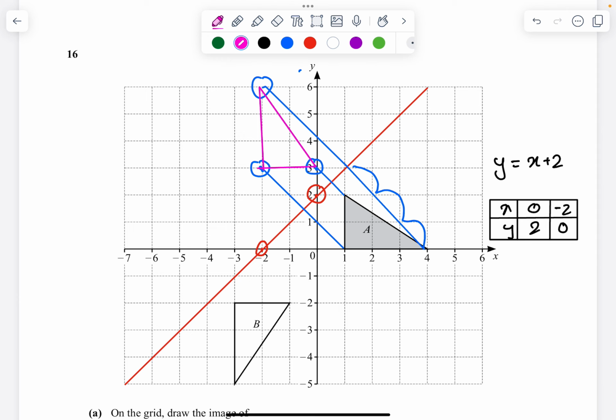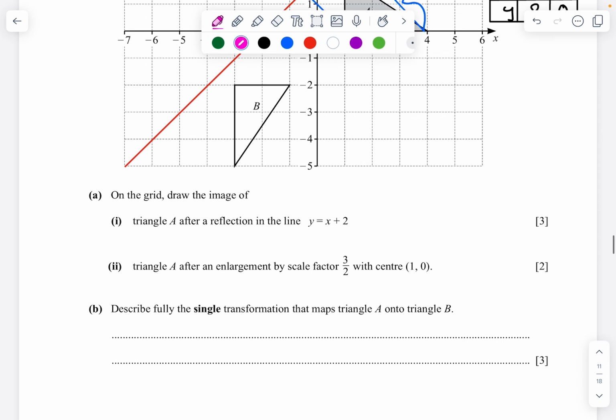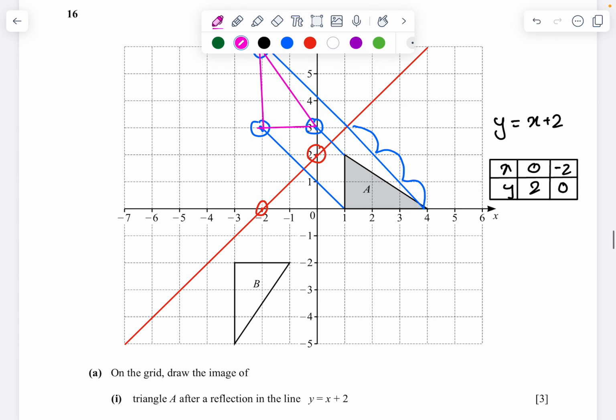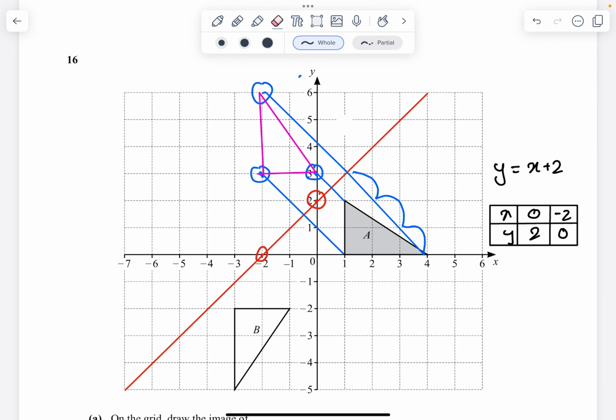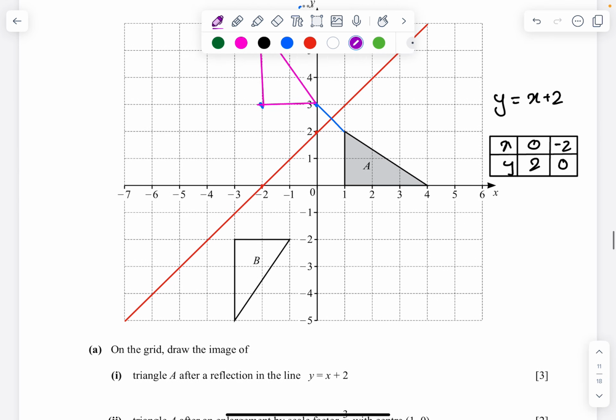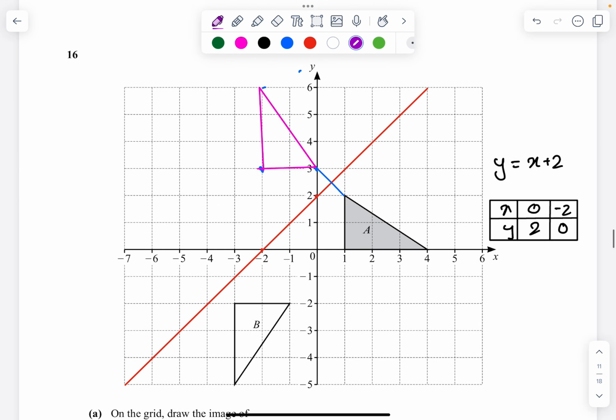This is going to be the triangle reflection. Is he asking us to name it? No. A triangle A after an enlargement of a scale factor 3/2 with center 1, 0. So let's first erase all this. Then with center 1, 0. Where is the center 1, 0?